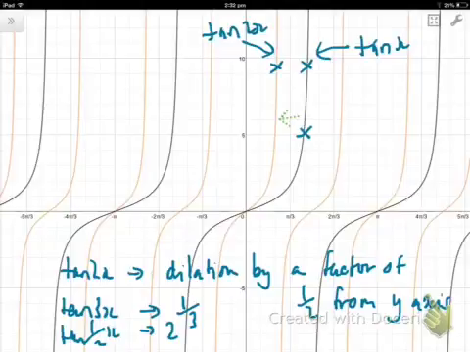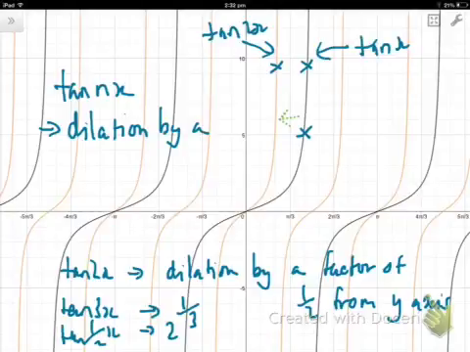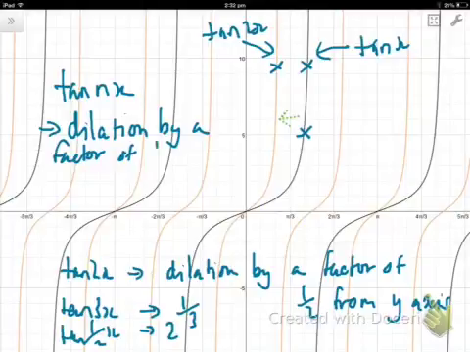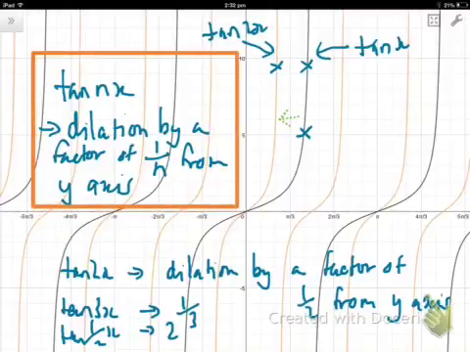So if we put our equation in the form of tan nx, our dilation is by a factor of 1 over n from y-axis. Okay, so that's a little handy thing to know.